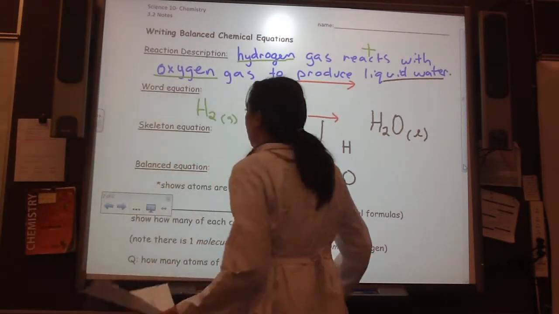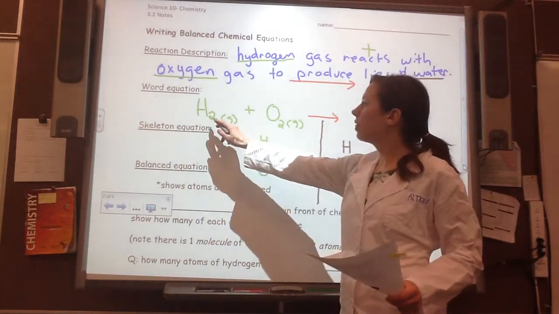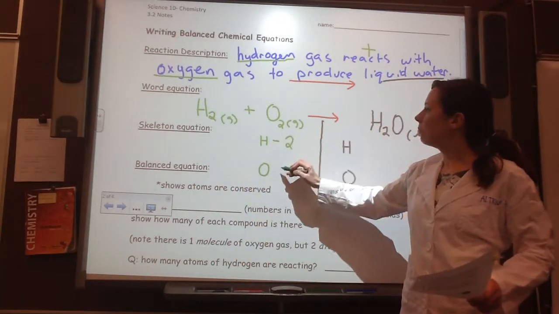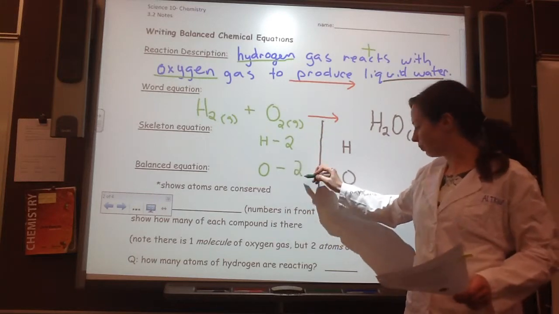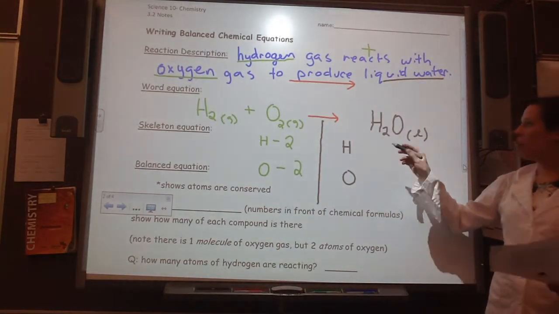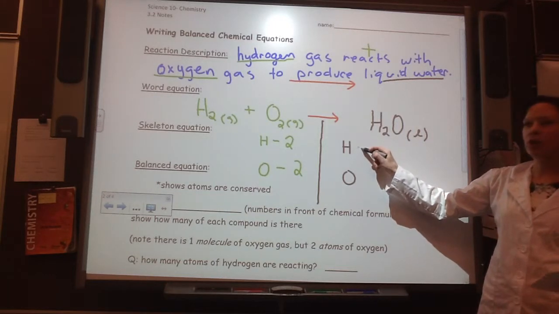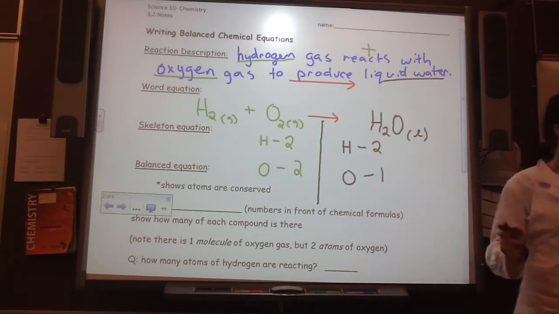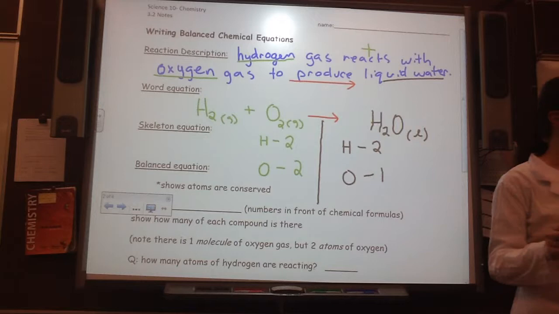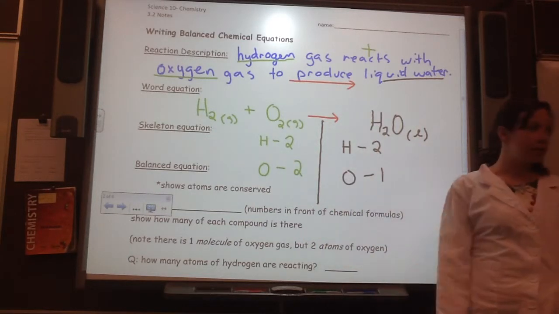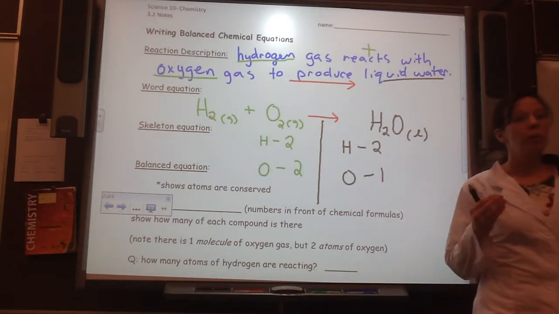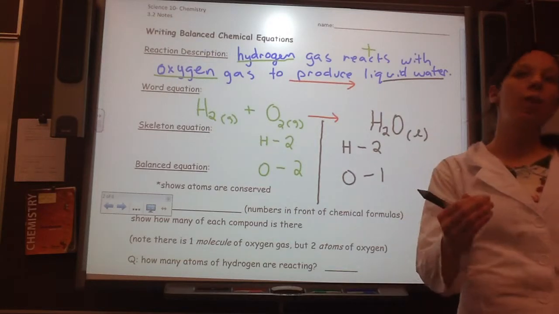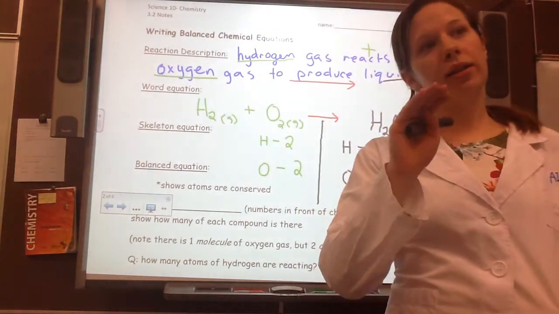If you count how many atoms are on this side, for hydrogen, how many atoms do we have? 2. How many atoms of oxygen? 2. Now on this side, how many atoms of hydrogen do I have? 2. How many atoms of oxygen? 1. According to the law of conservation of mass, these numbers have to be the same. They're not. So what we can do is put numbers in front of the compounds to show how it balances out.